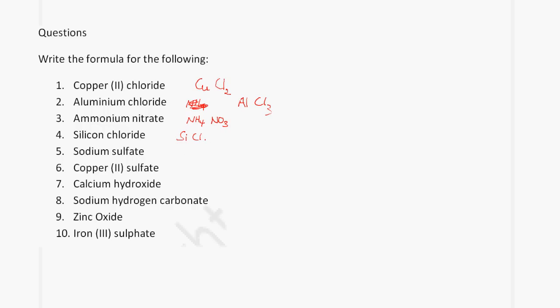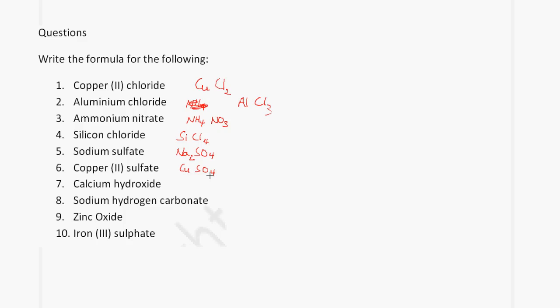Next one is sodium sulfate. Symbol for sodium is Na. Sulfate is SO4. Sodium has a valency of 1 and sulfate has a valency of 2. So if we swap it, we will get Na2SO4. The next one is copper(II) sulfate. The copper symbol is Cu. Sulfate is SO4. Copper has a valency of 2 and sulfate has a valency of 2. So the formula is simply CuSO4.